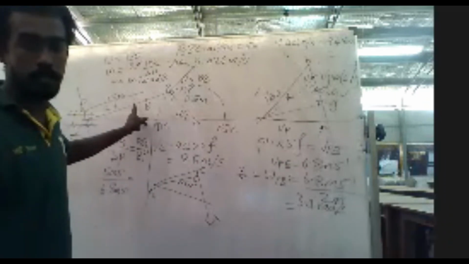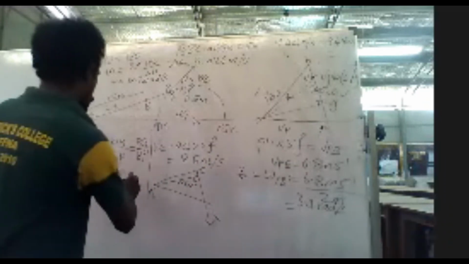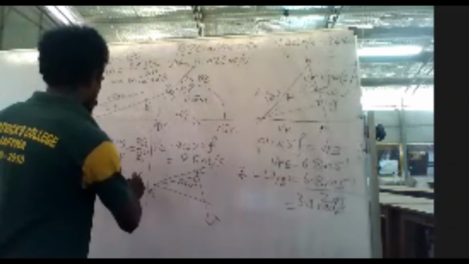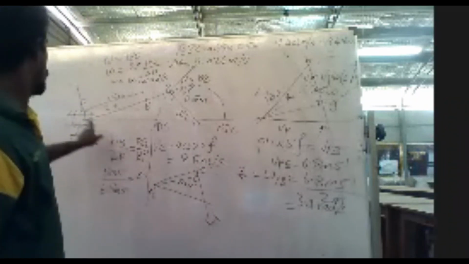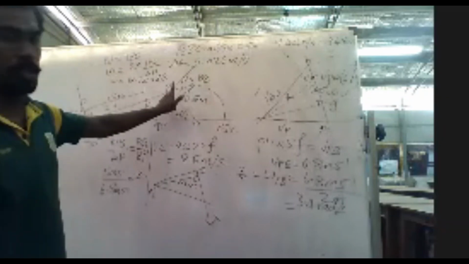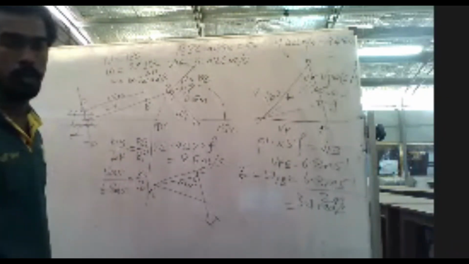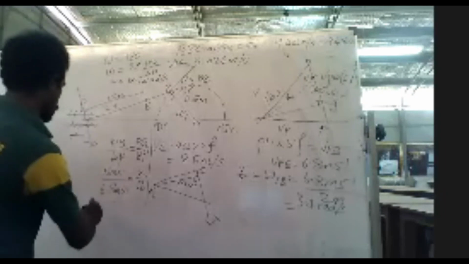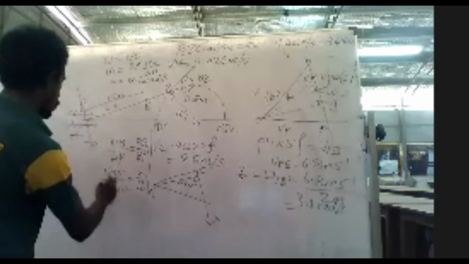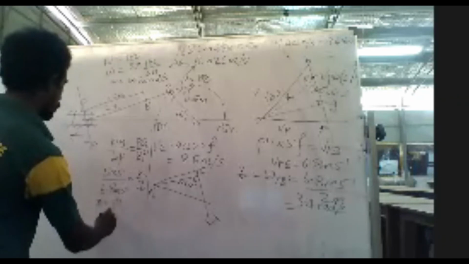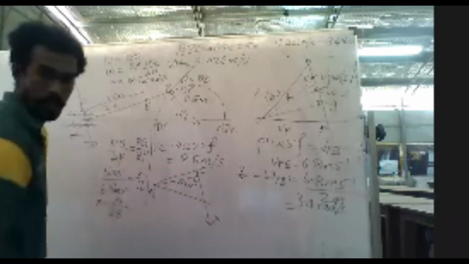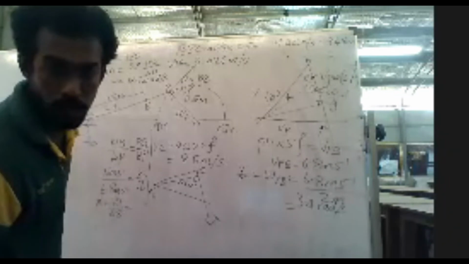I have to mark it, so I will put X upon BP. BP I know, that is 2 meter. From this I can find X. X is equal to 2 into 5 upon 6.8. That will give you 1.47 meter.